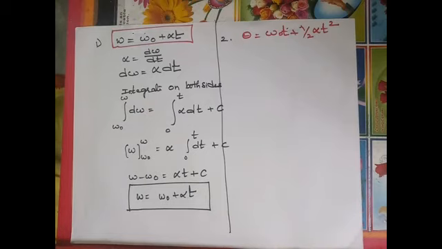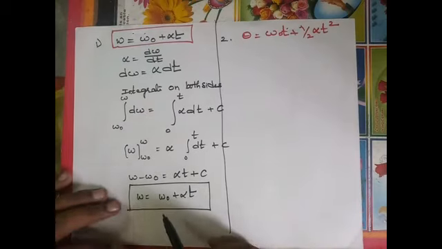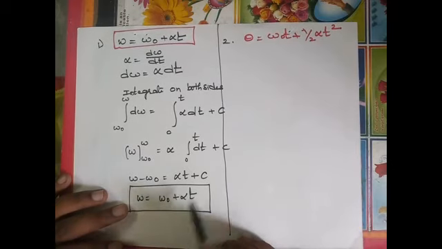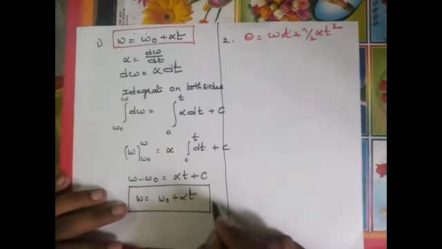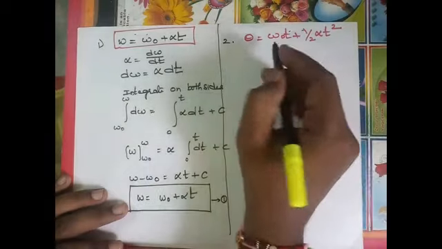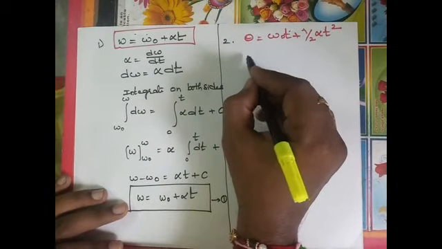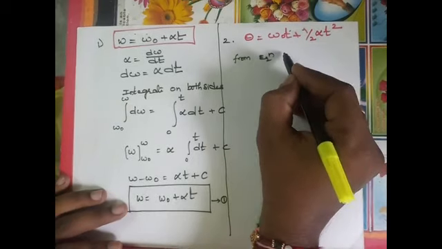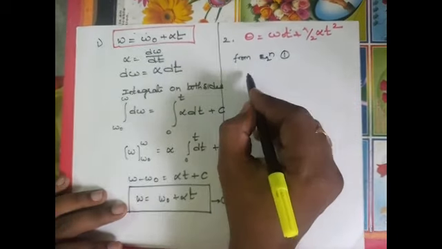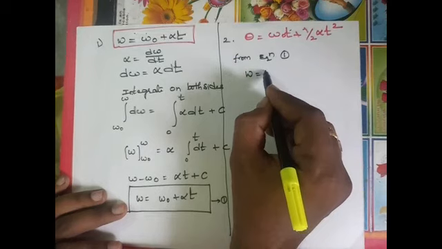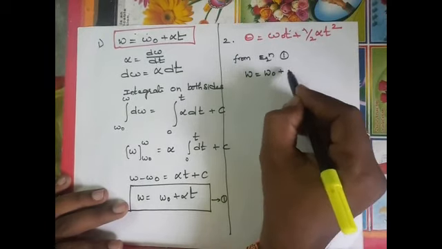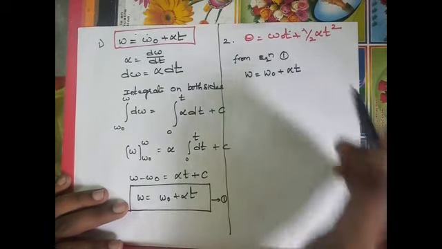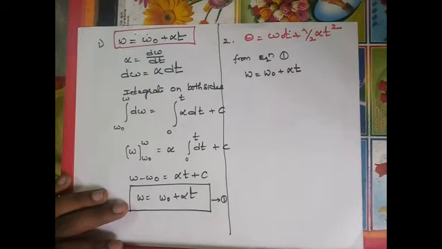See how we can prove that one. Let us take the same equation: omega is equal to omega naught plus alpha t. Assume this is the first equation, equation 1. From equation 1, omega is equal to omega naught plus alpha t.